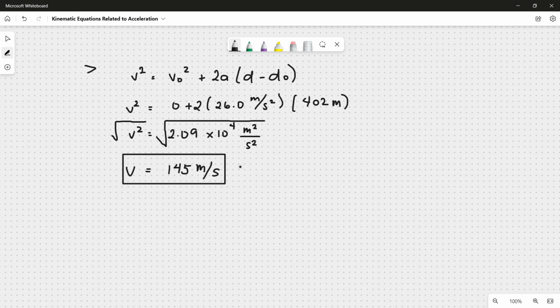Note that a square root has 2 values. We took the positive value because we know that the velocity must be in the same direction as the acceleration for the answer to make physical sense.